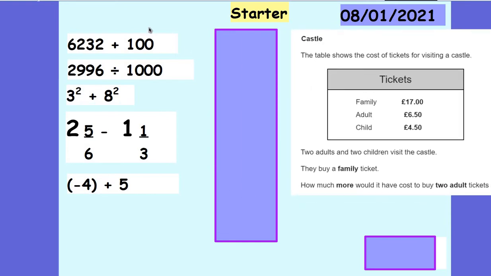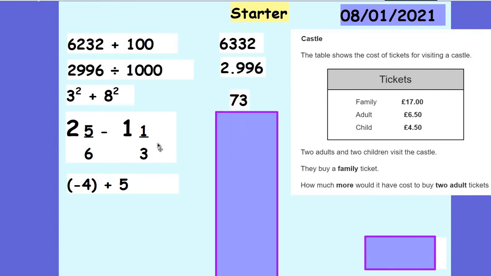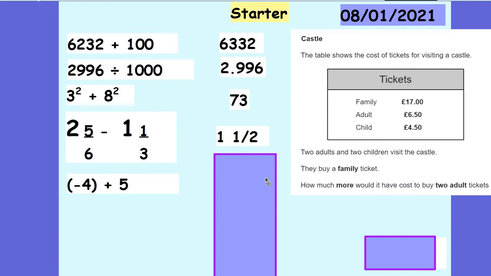Rightio, let's go through the answers. Finlay, what's 6,232 plus 100? Correct, 6,332. What's 2,996 divided by 1,000, please, Amelia? Correct, 2.996, excellent. 3 squared plus 8 squared, what's that going to give me, Chloe? Correct, 9 plus 64 will give me 73. If you did the next one, you needed to convert those into improper fractions, then make the denominators the same, and then if you cancelled that through, you'll have got 1 1/2. Well done if you got that right, that was really tricky. For the next one, I've got negative 4 plus 5, that's going to give me 1.